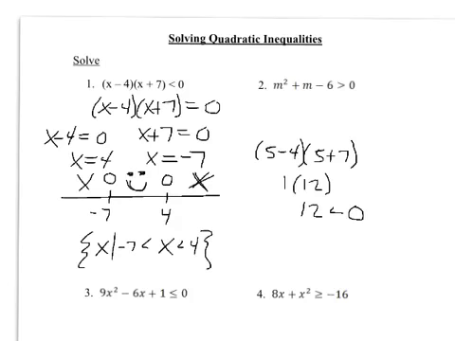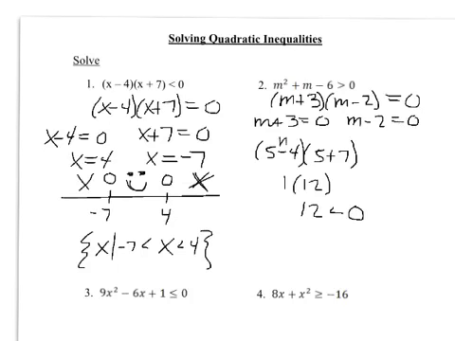So let's try another one. Let's try this one over here, number 2, where things aren't quite as simple to begin with. The first thing I'm going to do is change the problem and factor it. So I would factor this to be m plus 3 times m minus 2 equal to 0. Set each equal to 0, and I end up with m is negative 3, and m is equal to 2. Well, let's look at that on a number line. So here's negative 3, and here's 2.